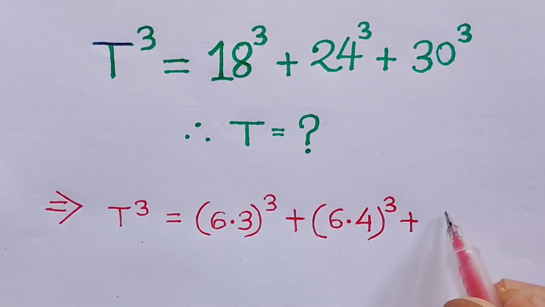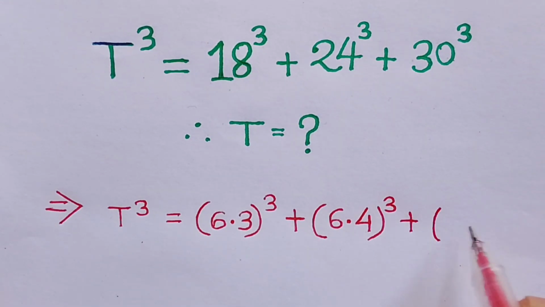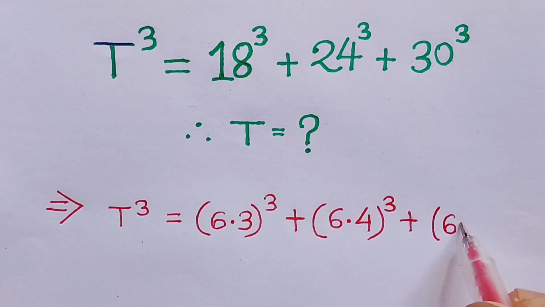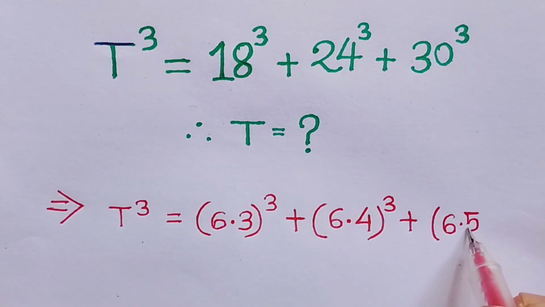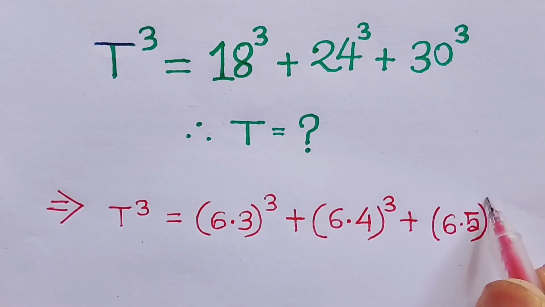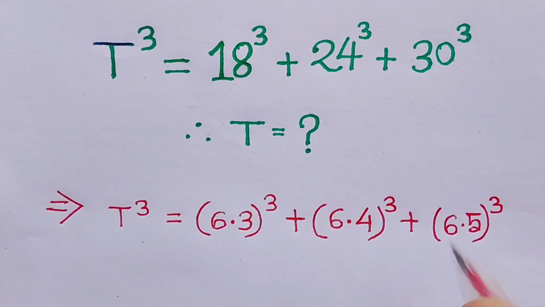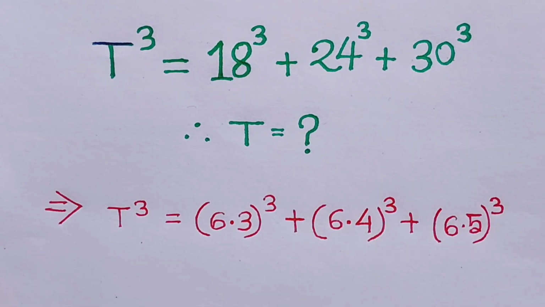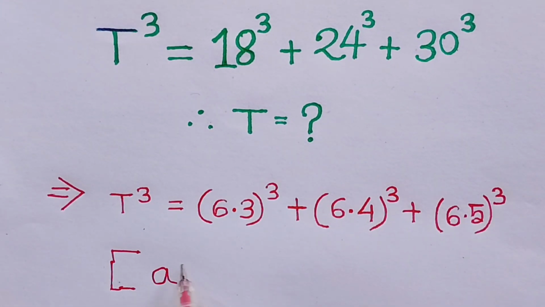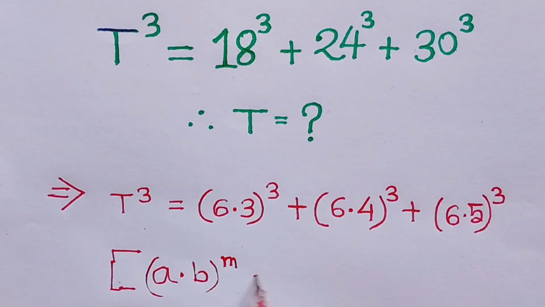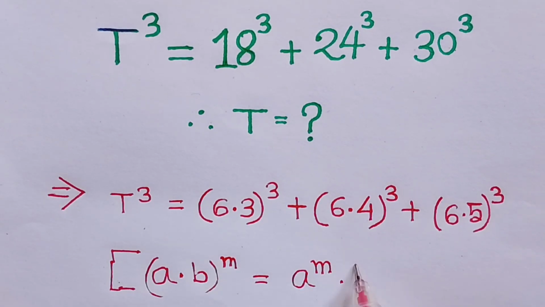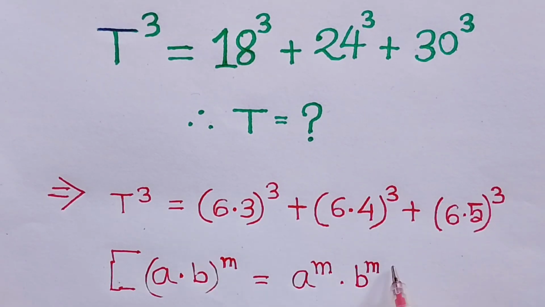Plus bracket 6 times 5 bracket to the power cube equal 30. Now the exponential equation: a times b bracket to the power m is equal to a to the power m times b to the power m.